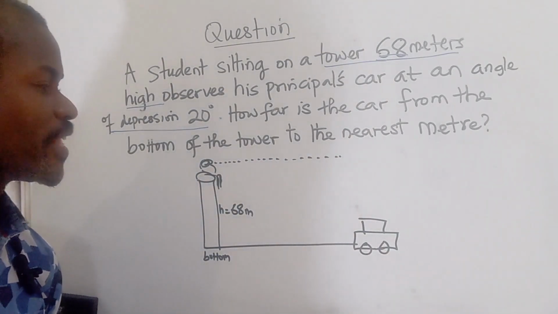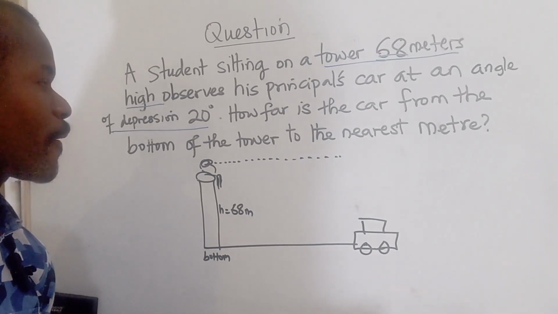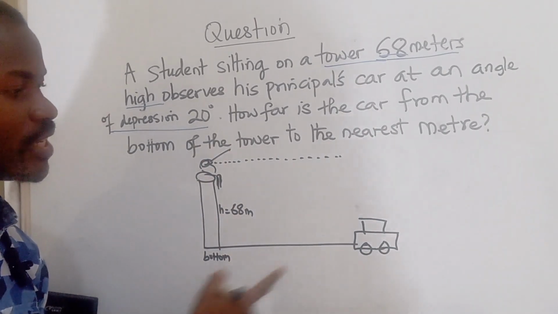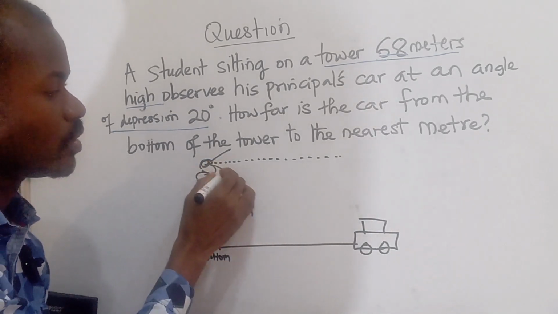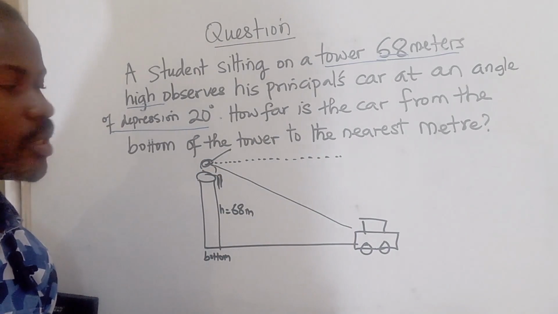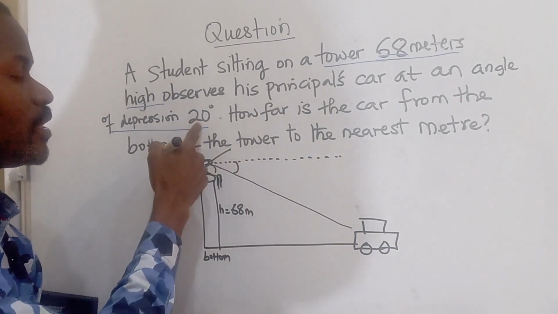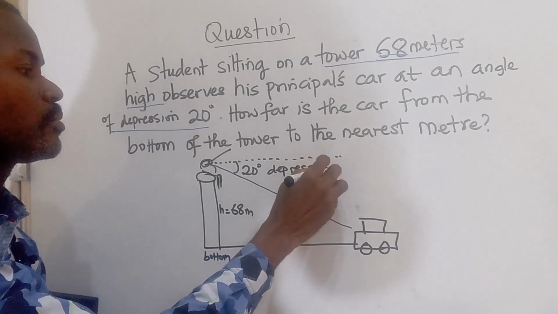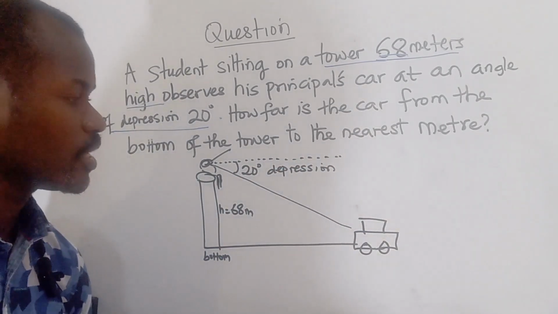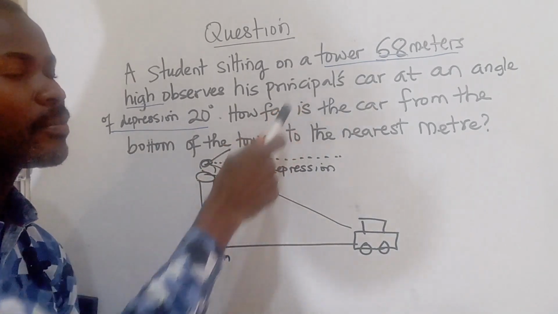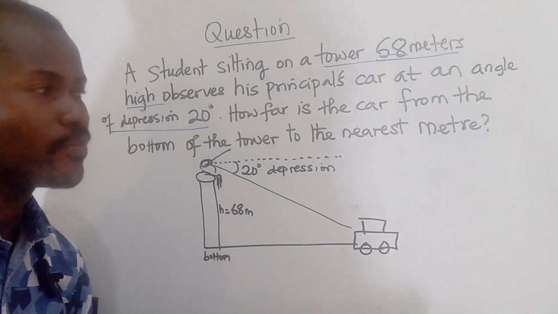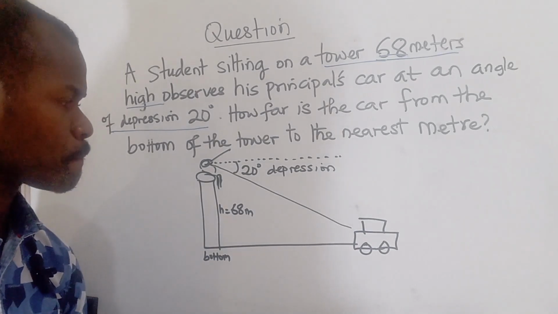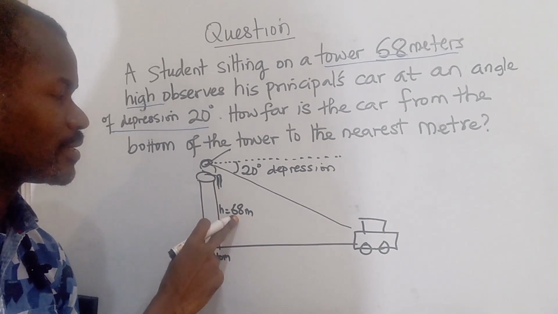Remember, if we have to do with angle of elevation, it means he's looking up. But since he's looking at the principal's car, it means he's looking downward. So this angle here is 20 degrees, which is the angle of depression. This is very important to note. Angle of elevation means he is looking up, like at a flying bird, but now he's looking downwards towards his principal's car. So we are given this as 68 meters.